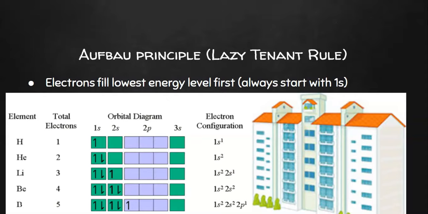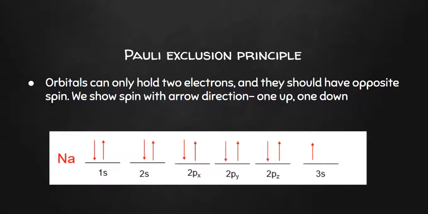All right, so there's a couple rules you have to know. The first rule is the Aufbau principle. And this just says that electrons fill the lowest energy level first, right? So imagine if you had a 20-story apartment building with no elevator, people would want to live on the lower levels first because it takes a lot less energy to get there. So this is why you probably noticed that we start every configuration with 1s, and that's because they're filling the 1s orbital first because it's the lowest energy. The Pauli exclusion principle says that orbitals can only hold 2 electrons and that they should have opposite spin. And we show spin with arrow direction, so one pointing up and one pointing down.